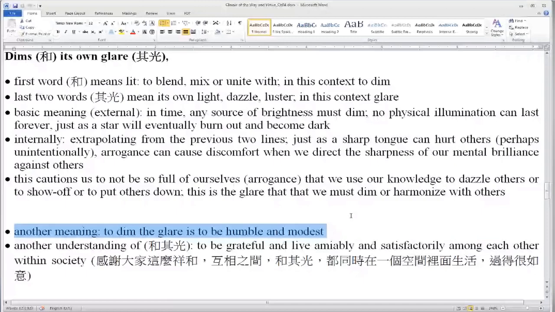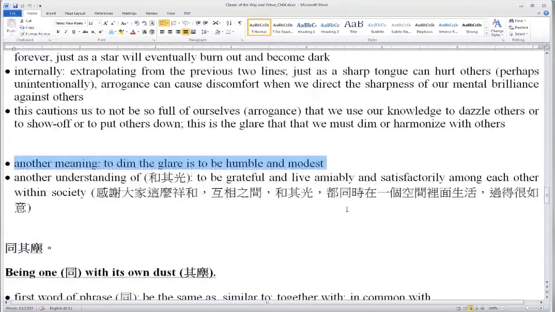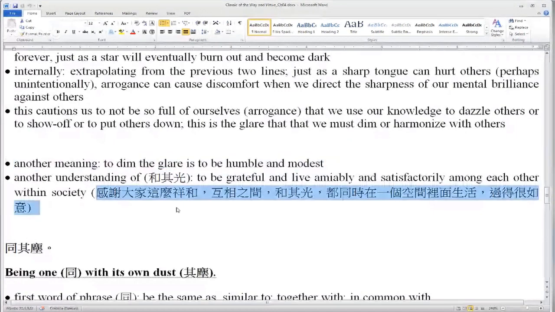Just like a beam of light. In the dark, a light is great, right? It's perfect. You need light to see in the dark. But if it's too bright, it's going to blind other people. So we've got to be careful. Just another understanding: we should be very grateful that we have this opportunity to live happily and harmoniously with each other, which is a very satisfactory and meaningful existence.